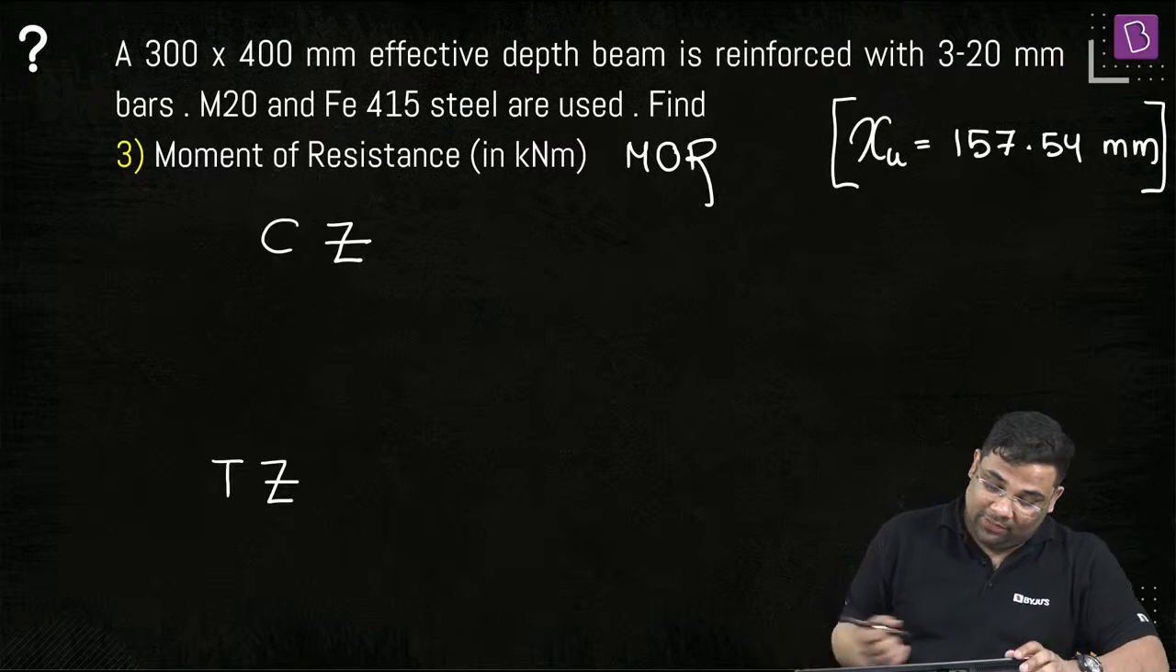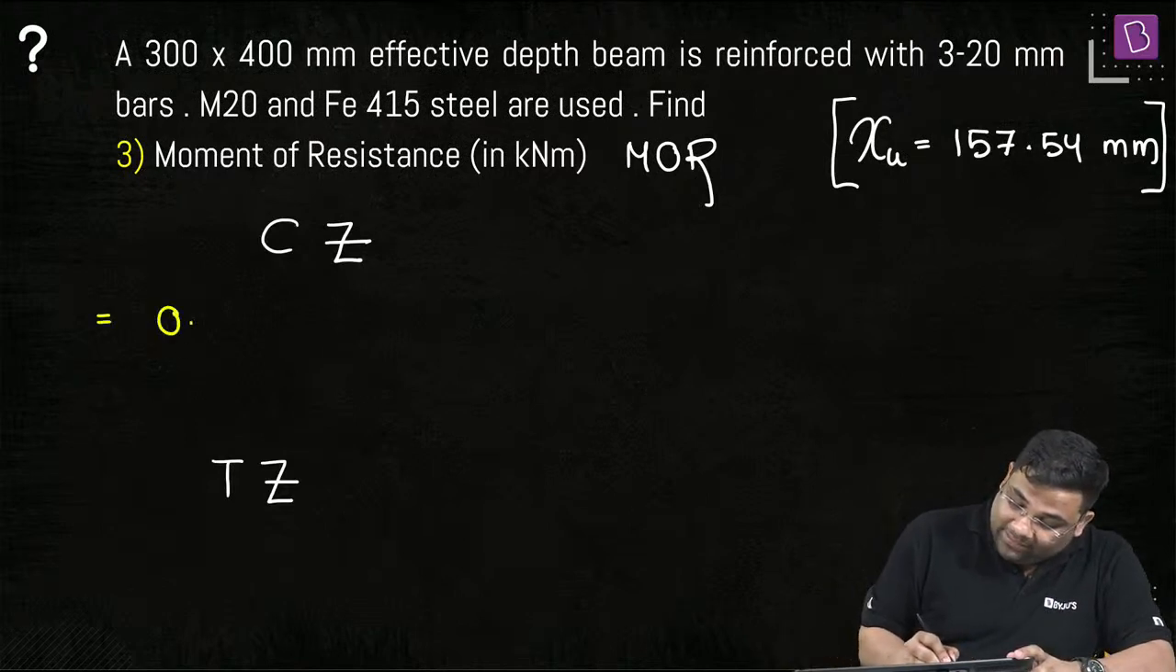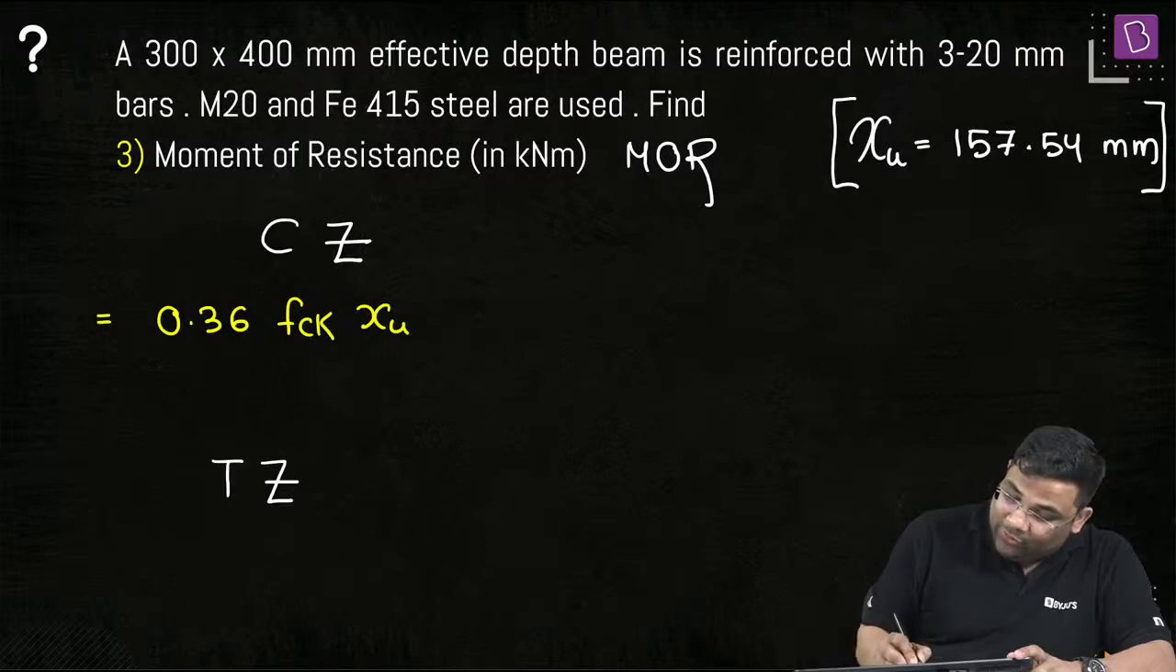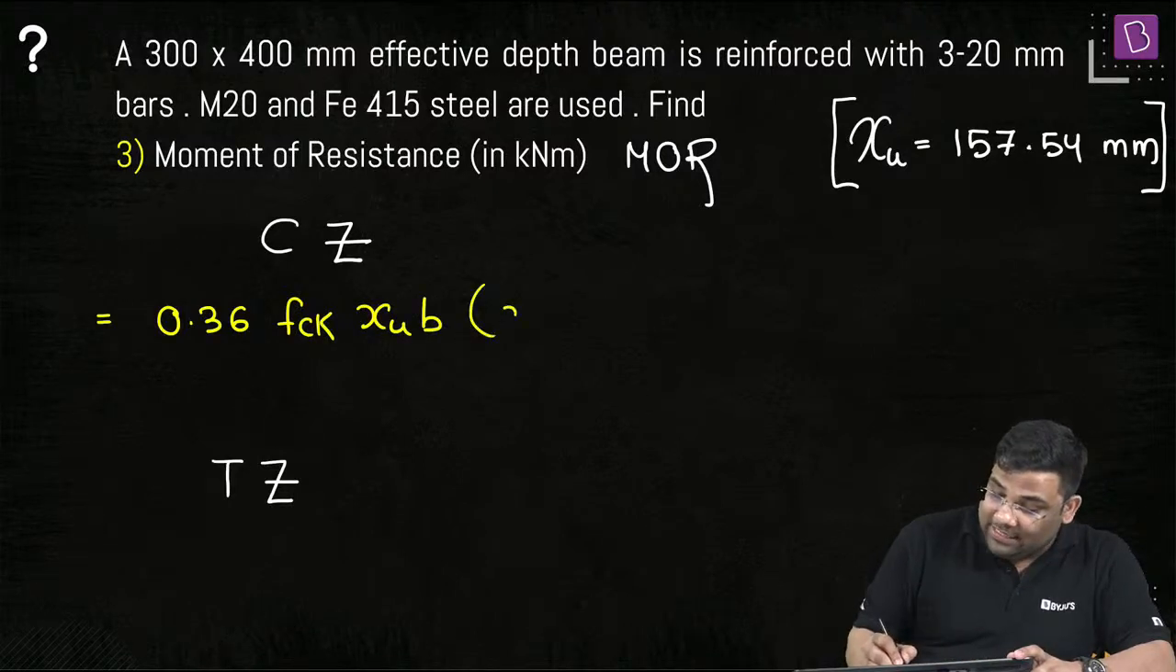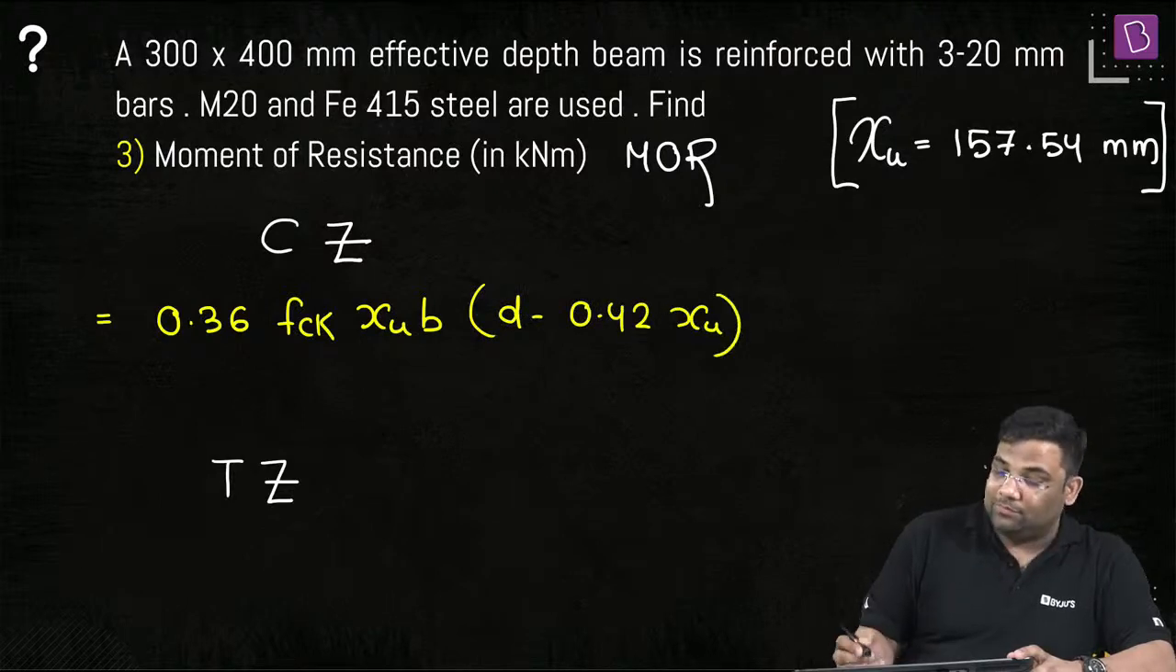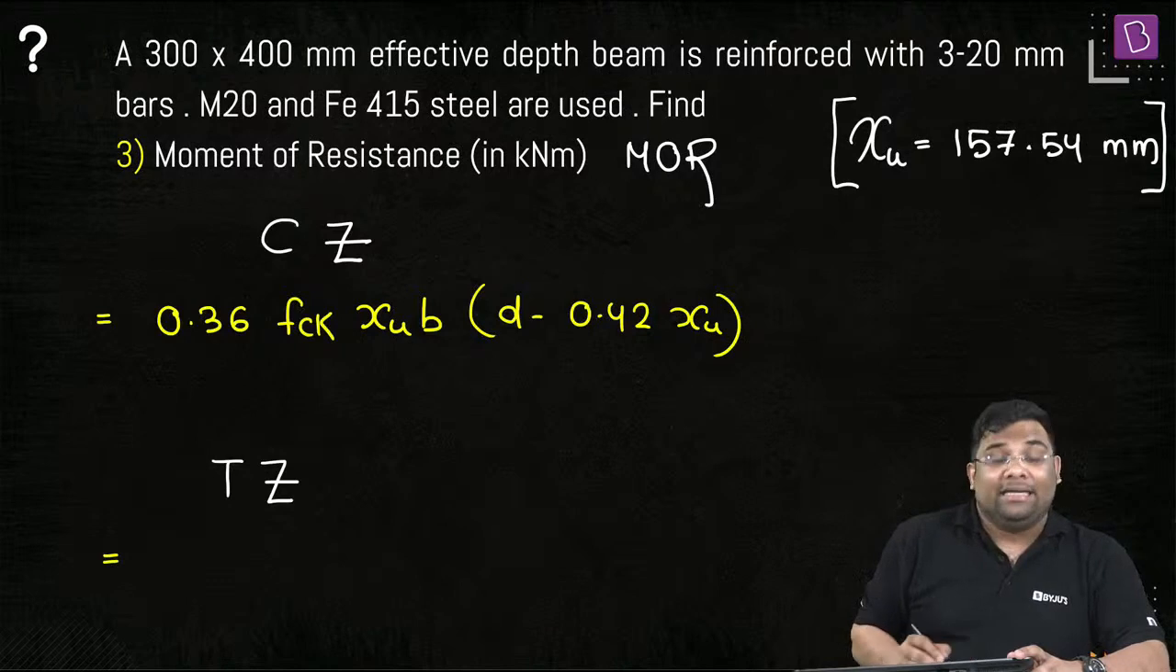Find out, tell me, what is the value? So C I can take as 0.36 fck Xu into B. Then Z is D minus 0.42 Xu. Right? And T into Z, T is what?